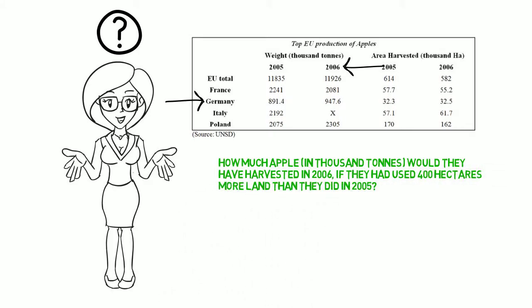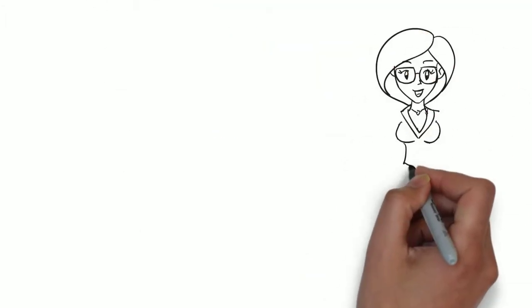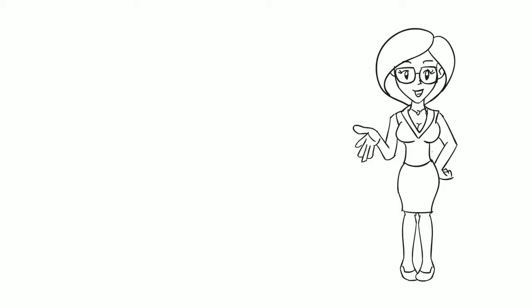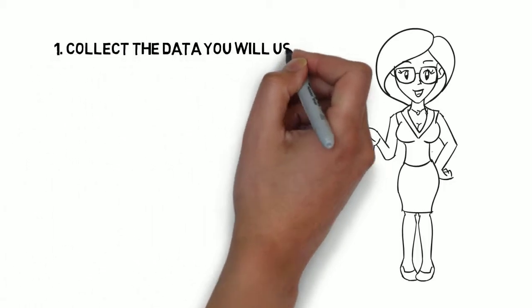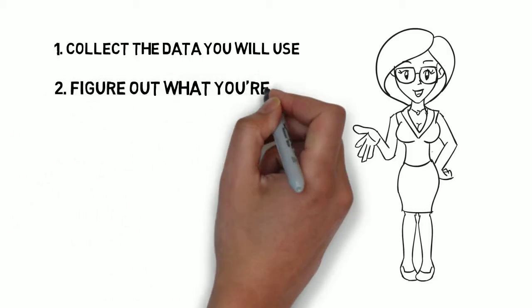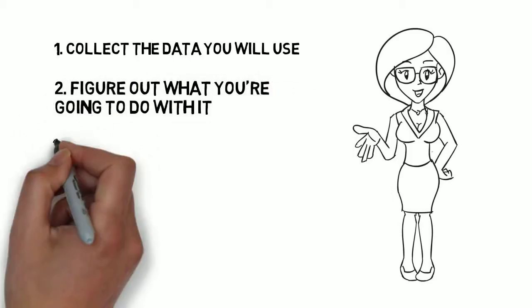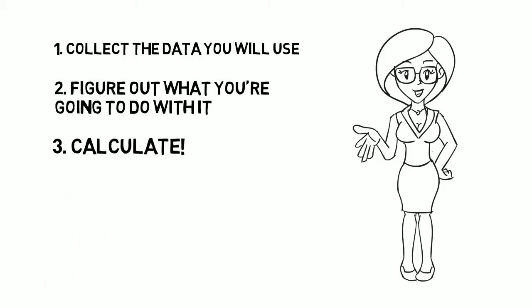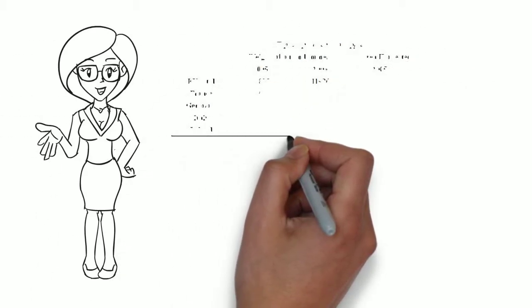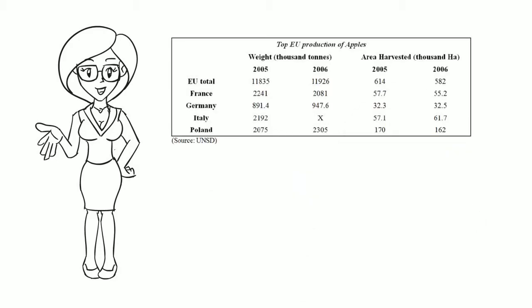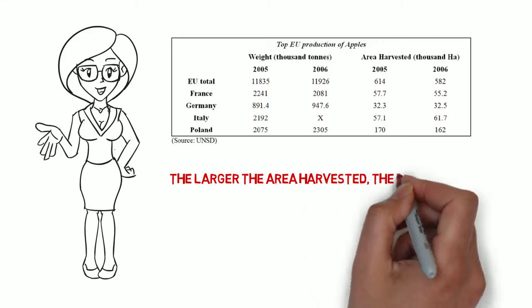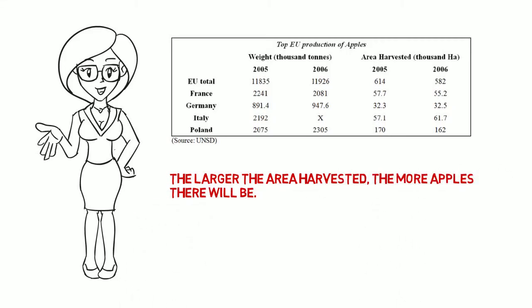Quite a handful, isn't it? Remember, there are three things you always have to do to solve a numerical reasoning test. 1. Collect the data you will use. 2. Figure out what you're going to do with it. 3. Calculate. Let's start with the first one. The question establishes a relationship between the area harvested for apple and the weight of the apples harvested. The larger the area harvested, the more apples there will be, the thinking goes.